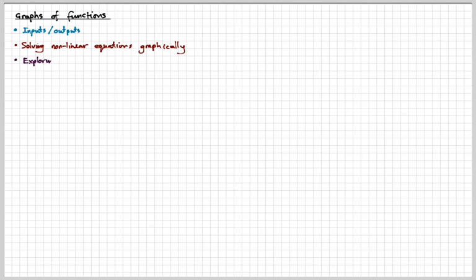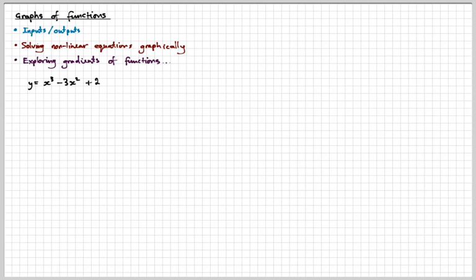Okay, welcome back. We are going to be looking at graphs of functions, specifically nonlinear functions. We'll be talking about inputs and outputs, how to solve nonlinear equations graphically. So we've looked at solving nonlinear equations with algebra, but this is going to be a graphical method. We're going to be exploring gradients, but we'll probably do that in a second video.